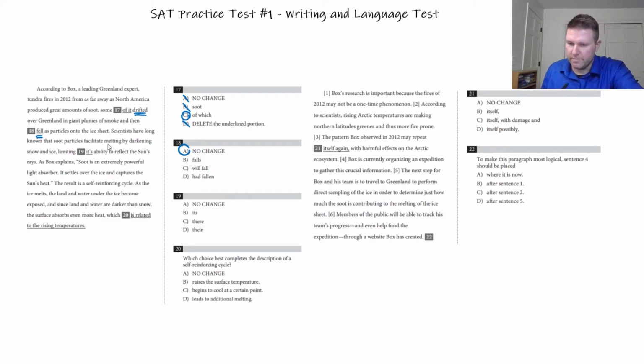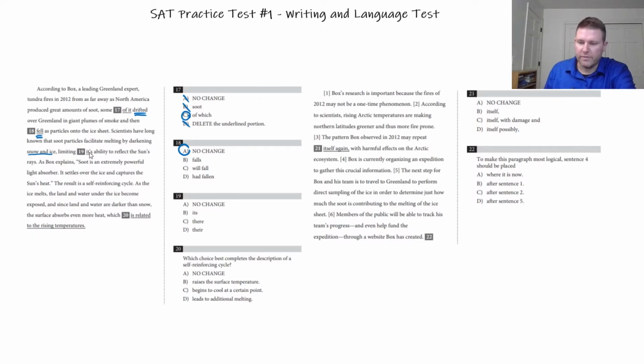Okay, and then over here, we're picking the correct version of the possessive pronoun. So if we look, scientists have long known that soot particles facilitate melting by darkening snow and ice. These are the things that it's darkening, limiting its ability to reflect the sun's rays. This one gets a lot of people because we have two singular nouns, and then it says "limiting its ability." So it kind of sounds right because the number that you're thinking in the back of your mind of the noun is singular, but it's not. It's two singular items which together make plural. So you can't say "its."